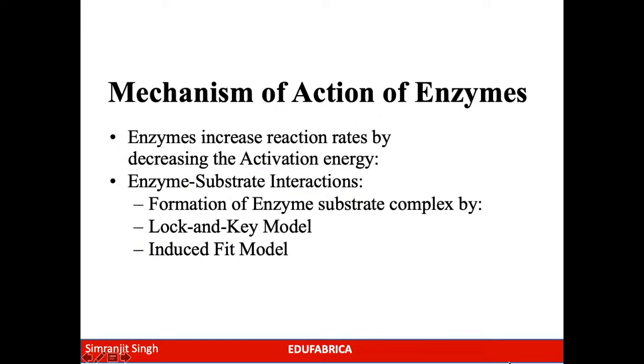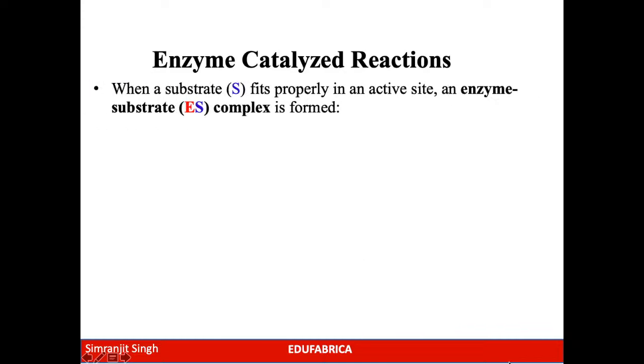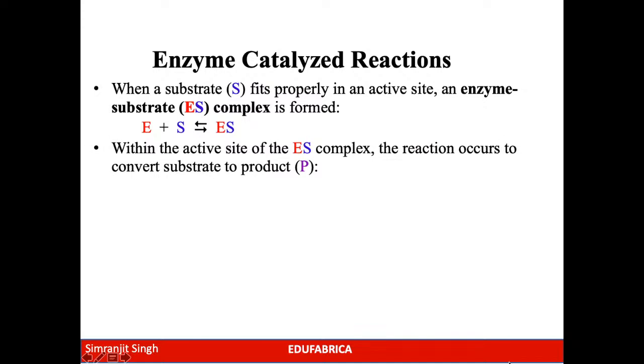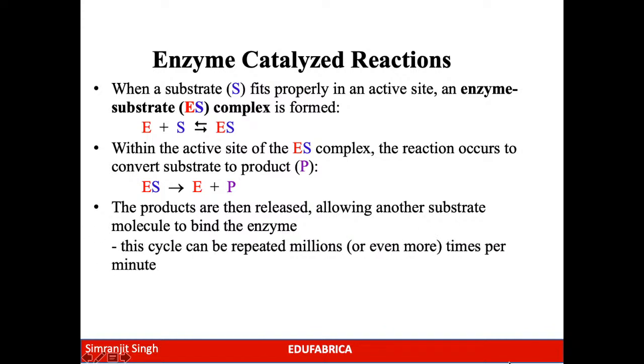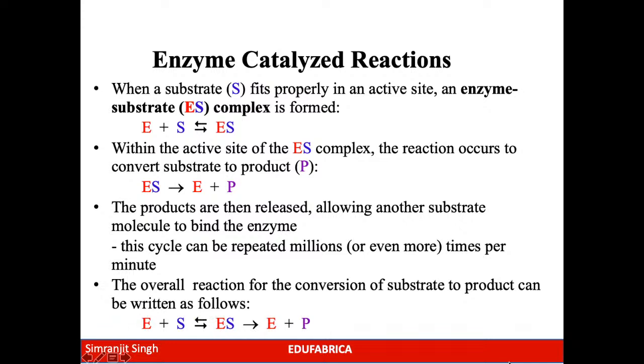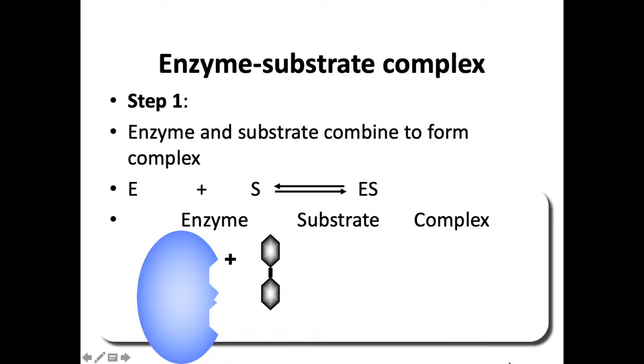Mechanism of action of enzymes. Enzyme increases reaction rates by decreasing the activation energy. Enzyme substrate interactions: formation of the enzyme substrate complex by the lock and key model and the induced fit model. So the first thing that happens in an enzyme reaction is that enzyme plus substrate make an enzyme substrate complex. Within the active site, ES gives rise to E plus P, and then afterwards the product is formed. So this is the short reaction: E plus S gives rise to ES and then E plus P. In step 1, the enzyme and substrate combine to form a complex. E plus S gives rise to ES.